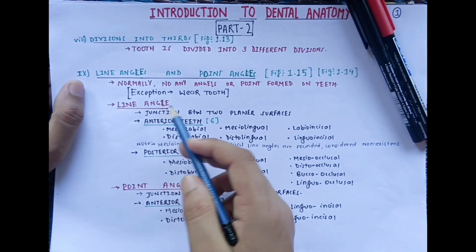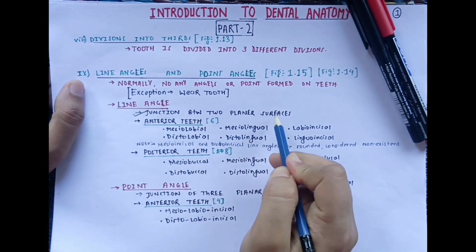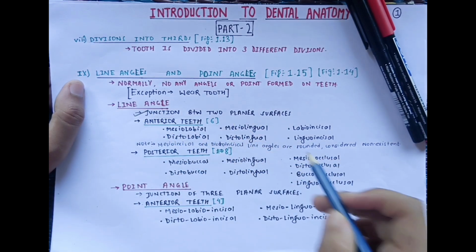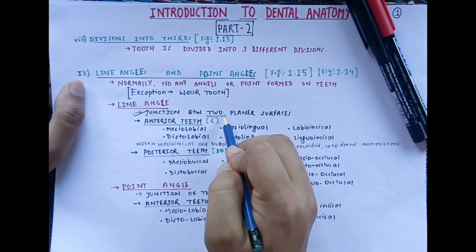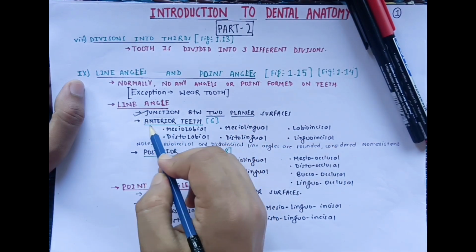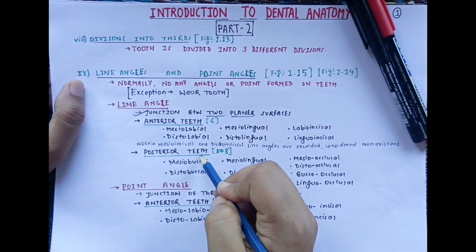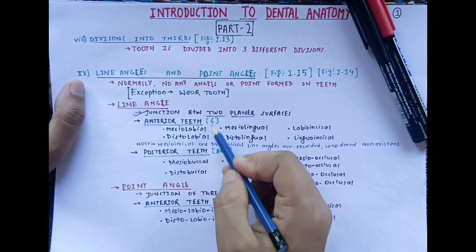In line angle, I have written that it is a junction between two planar surfaces. First of all, let's discuss the line angles of anterior teeth, then after that we will move towards the posterior teeth. In anterior teeth there are 6 line angles.